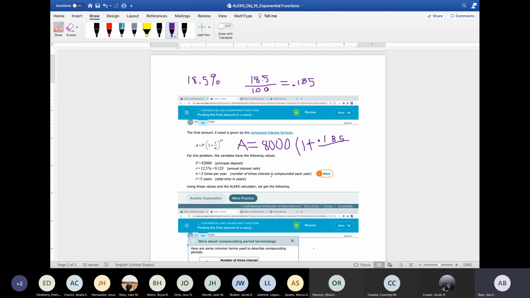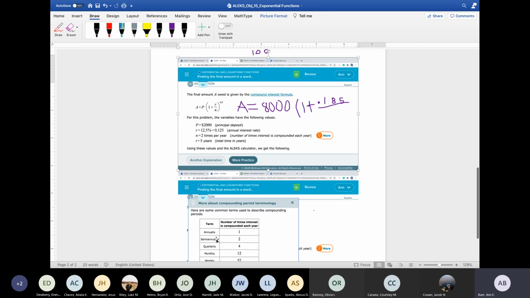N is the number of times interest is compounded each year. We were given that our interest is compounded semi-annually. Semi-annually means twice. So I'm going to put 2 down here. And I'm also going to put 2 up here because it appears twice in the exponent. That N appears up here as well.